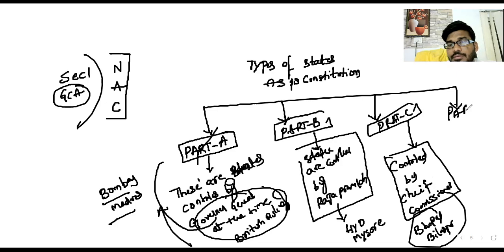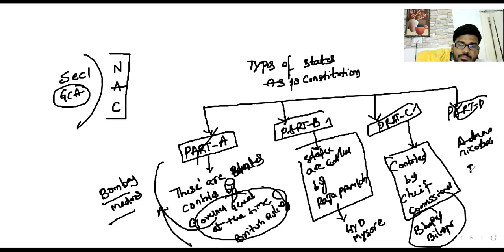Last one is Part D. What is a Part D state? It is only the Andaman and Nicobar Islands. Like that, as per the constitution, the states are broadly classified into Part A, Part B, Part C, and Part D states. Clear, sir? You have to know this concept.